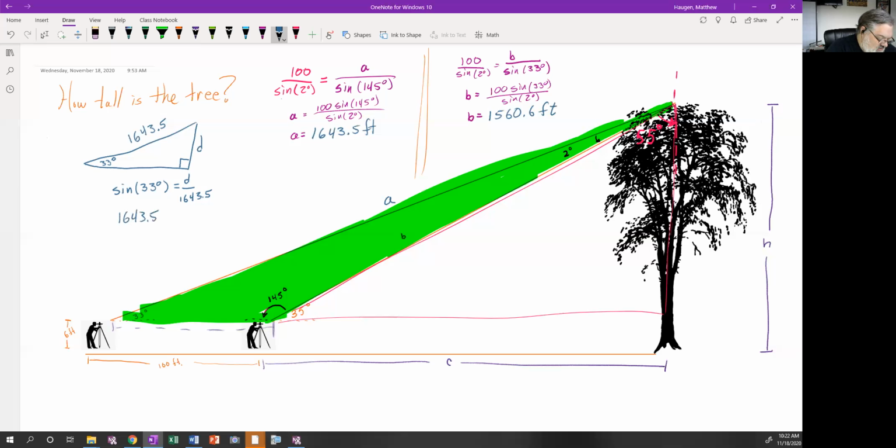164.3.5 times the sine of 33 degrees. Got a value for that distance? Yes, I got 895.1. That's feet. Feet, yeah.